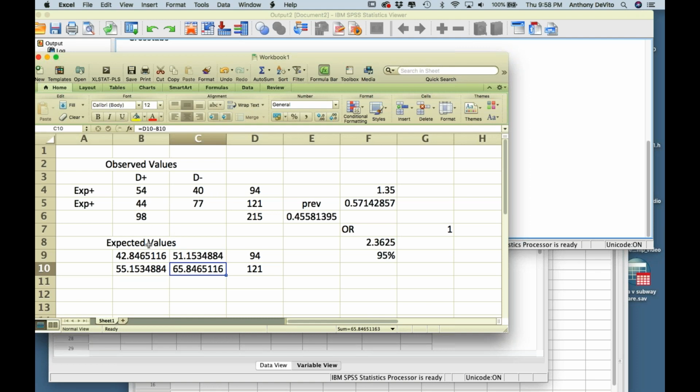But what did I really get? Well, among the people that smoked, I got more than I would have expected if there was no association. Among the people that didn't smoke, I got less than I would have expected. I got more here and less here than I would have expected. Oh, it sounds like there's something going on here. That this is causing something.